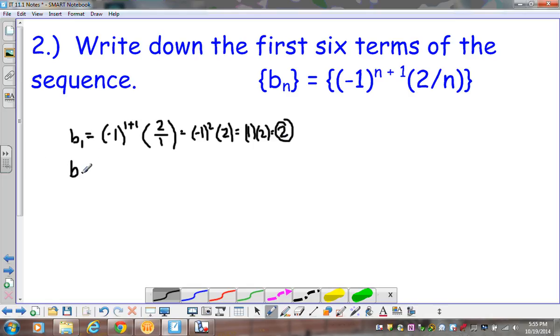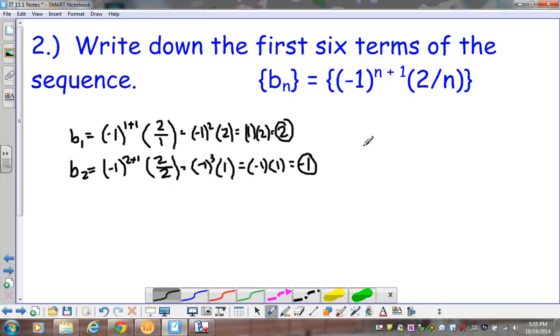Let's try and find my second term. To find my second term, in place of all of my n values, I'm going to plug in a 2. So I have negative 1 raised to the 2 plus 1, all times 2 over 2, since my n value is 2. I've got 2 plus 1, which is 3, so I have negative 1 cubed, and you have to forgive the handwriting because I'm using a mouse. Negative 1 cubed times 2 divided by 2 is just 1. So that's negative 1 times 1, which is just negative 1.